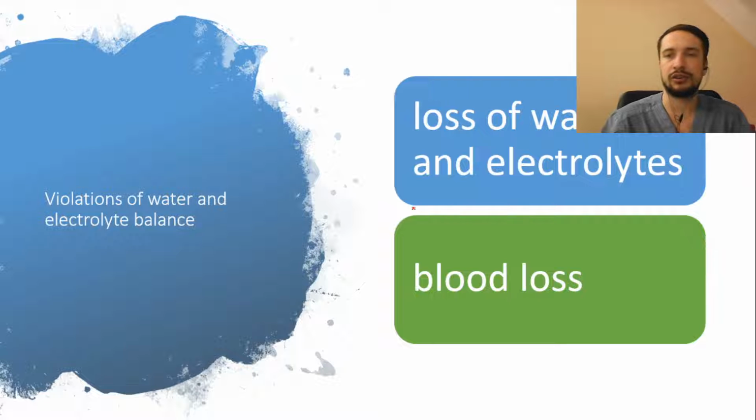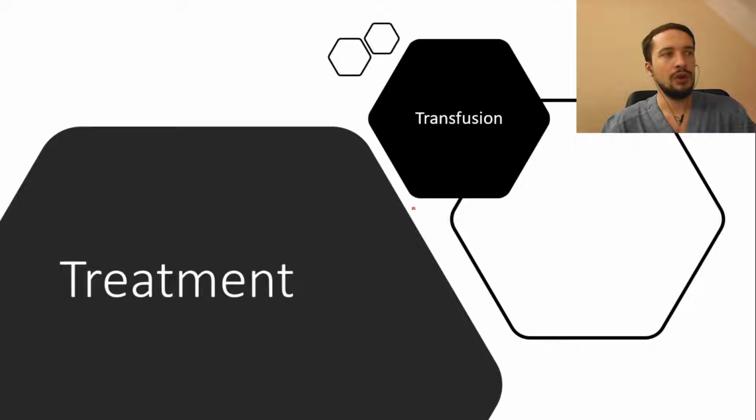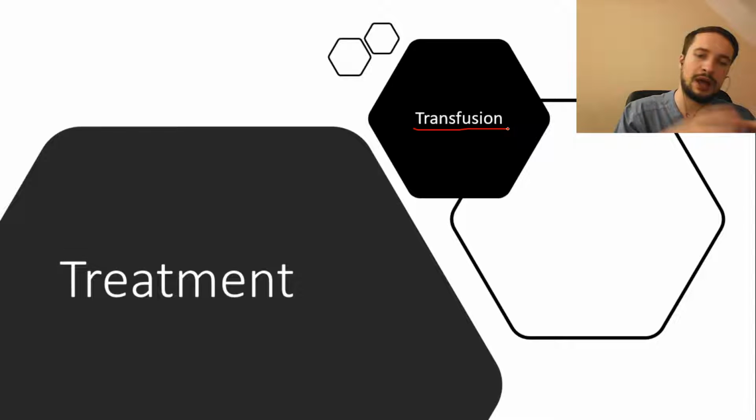And of course tachycardia, high pulse rate. What's the treatment? Transfusion. When people haven't got some electrolytes or some water in the organism, sometimes we can give it per os, peroral, but of course we can do it intravenously, and we will talk about transfusion.